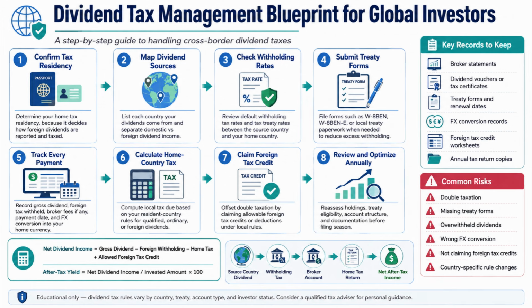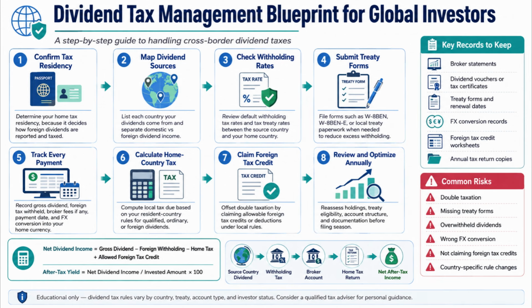Next, map all dividend sources. Make a list of every country where your dividend income comes from. Separate domestic dividends from foreign dividends, because each country may have different withholding rules, treaty benefits, reporting requirements, and tax credit rules. This simple step helps you see your full dividend picture clearly.